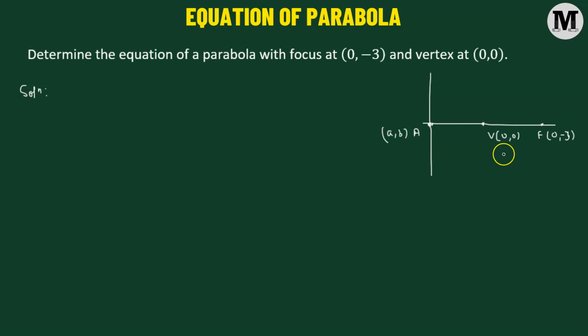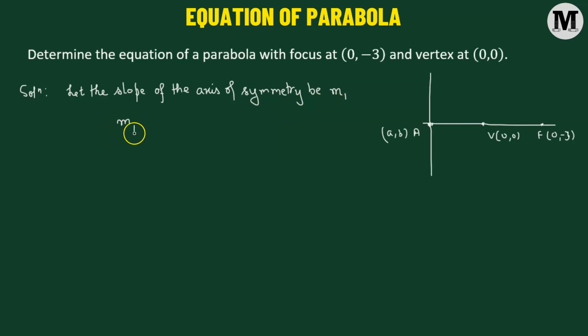So let us begin by first trying to figure out what the slope of the axis of symmetry line will be. We will suppose that the slope of the axis of symmetry be m1. Then we can easily find out the slope of the line because we have 2 points, the coordinate of the vertex and the coordinate of the focus. All we have to do is take a ratio. In the numerator, we will consider the difference of the y coordinates. So we'll start with the y coordinate of the vertex and from it subtract the y coordinate of the focus, that's -3. And in the denominator, we'll start with the x coordinate of the vertex and from it subtract the x coordinate of the focus. So this will be equal to 3 over 0.